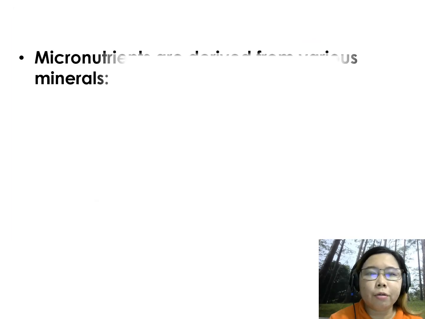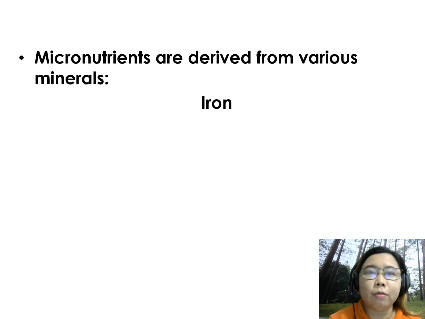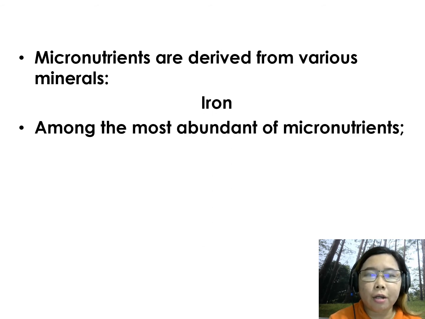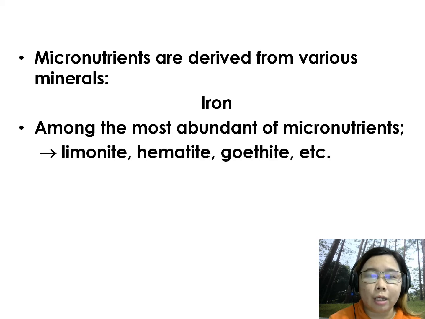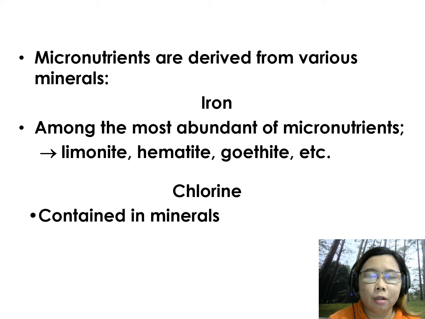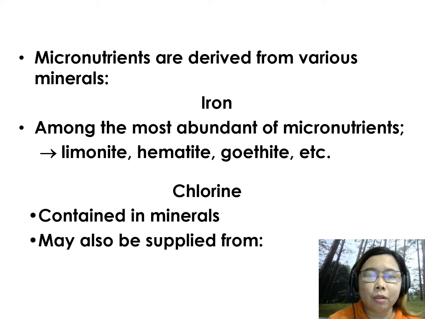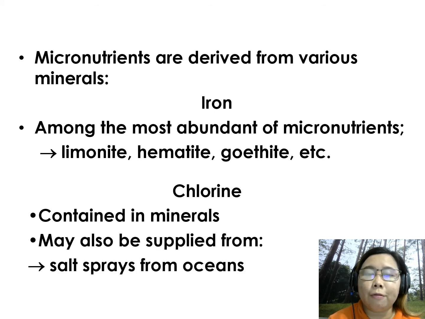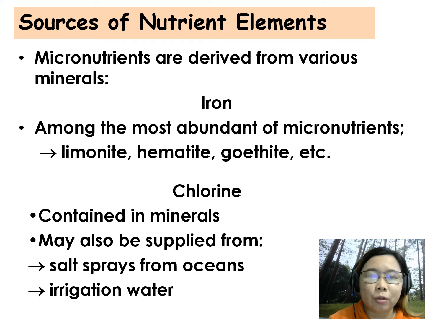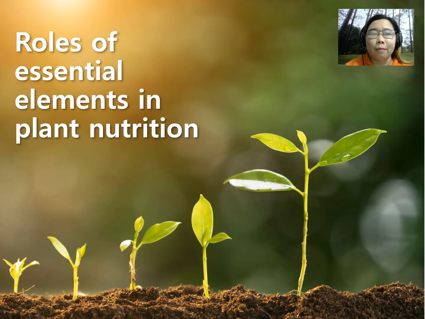Now, for the micronutrients derived from various minerals, we have iron. Iron is among the most abundant of micronutrients. Iron can be found in limonite, hematite, goethite, and other minerals. We also have chlorine. Chlorine is also contained in minerals and may also be supplied from the salt sprays from oceans and irrigation water. So that's all for the sources of nutrient elements.